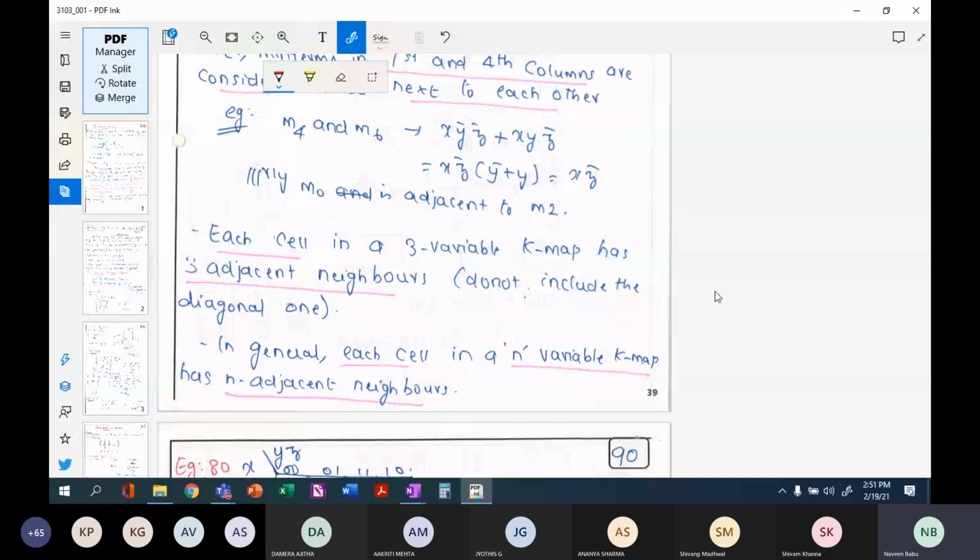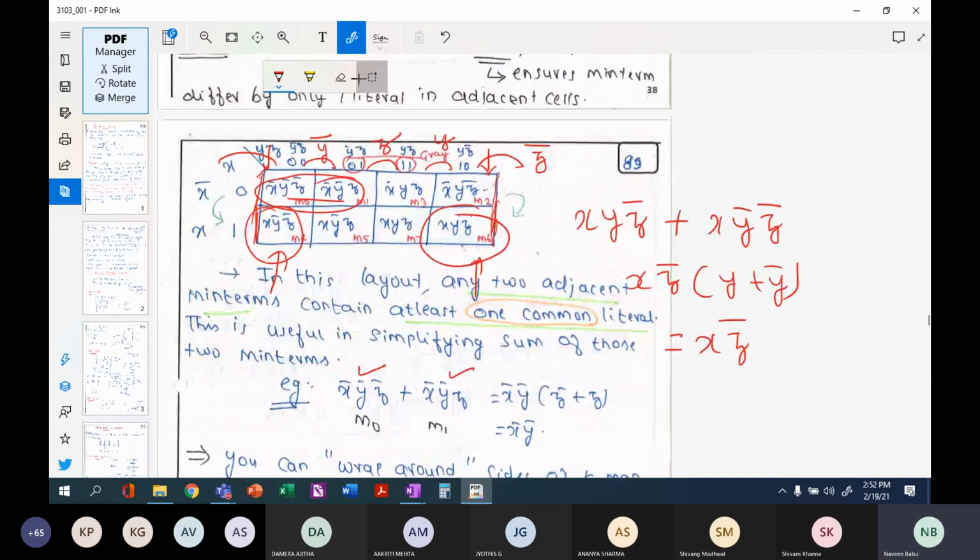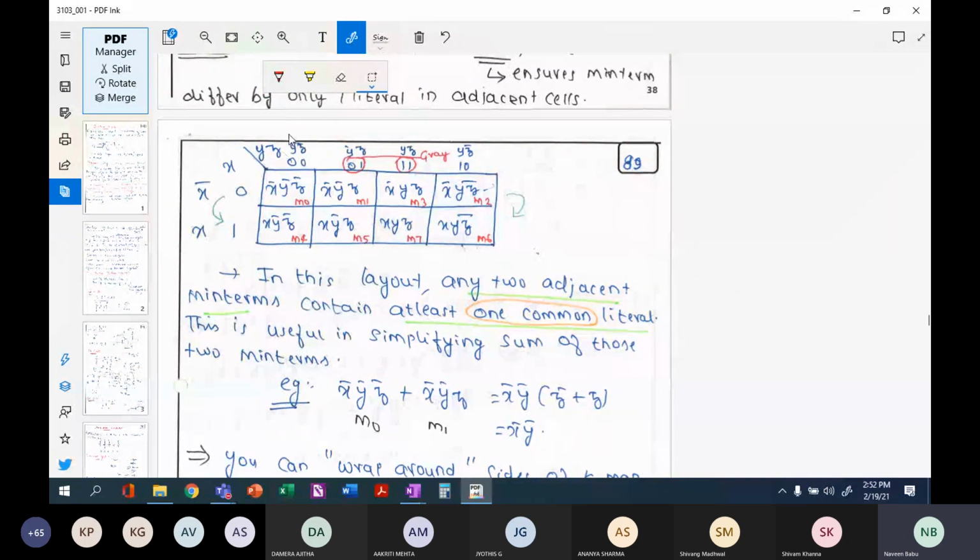And a few more things. Each cell in a 3 variable K-map has adjacent neighbors. Never look at the diagonal elements. Either look at the rows or columns. In general, each cell in an n variable K-map has n adjacent neighbors. Let me erase this. If you consider the neighbors of this particular cell, they are this one, this cell, and this particular cell. You should not look at the diagonals.